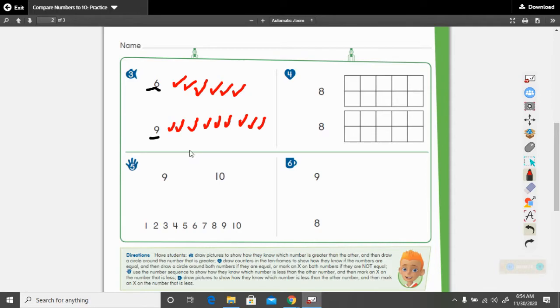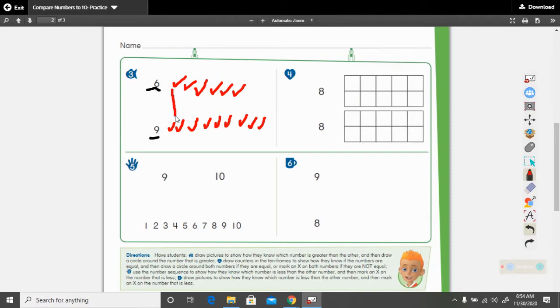So let's look at these 2 numbers, and let's look at the drawings we made. Which number is greater than the other one? Which is the bigger number, the greater one? It's the number 9, isn't it? Because we can see the number 9 line stretches out more.